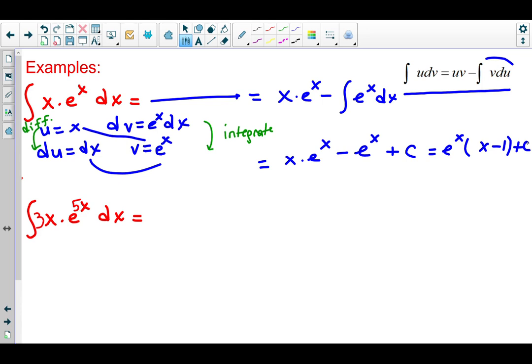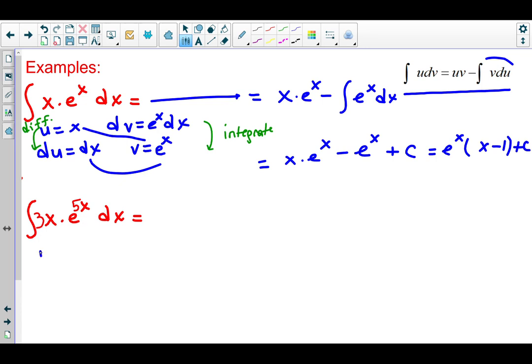Now let's do a few more to get good practice, and you're going to see some of them are going to be trickier than others, but as with all sections we're covering, it always helps with lots of questions to get used to the method and to see all the different varieties, all the different tricks that can be thrown at you in these questions. Okay, so let's take a look at this one. Integral of 3x times e to the 5x.